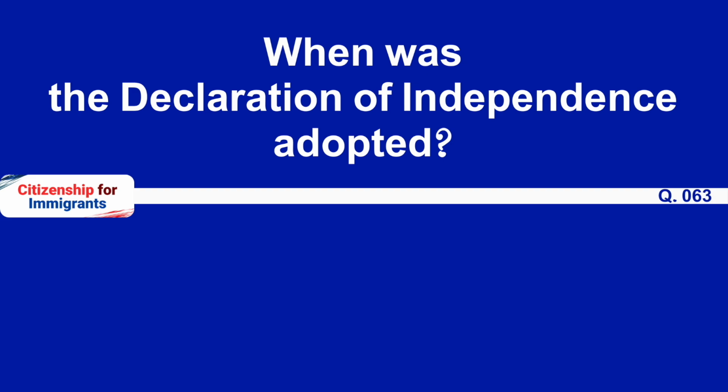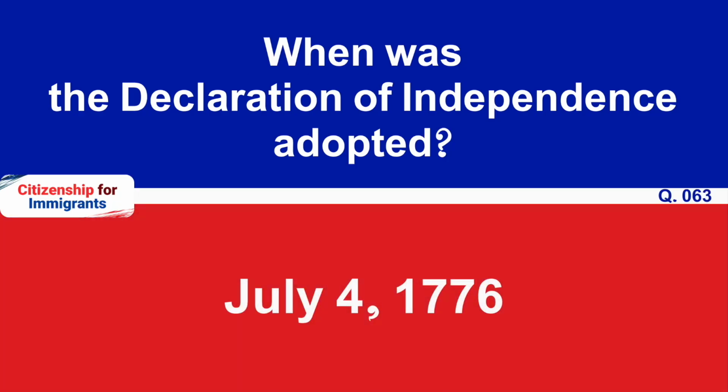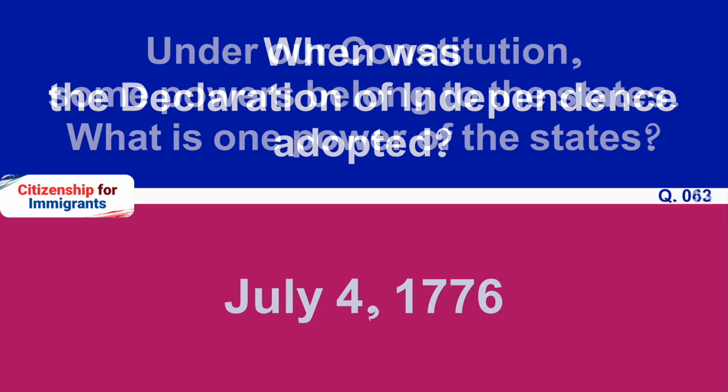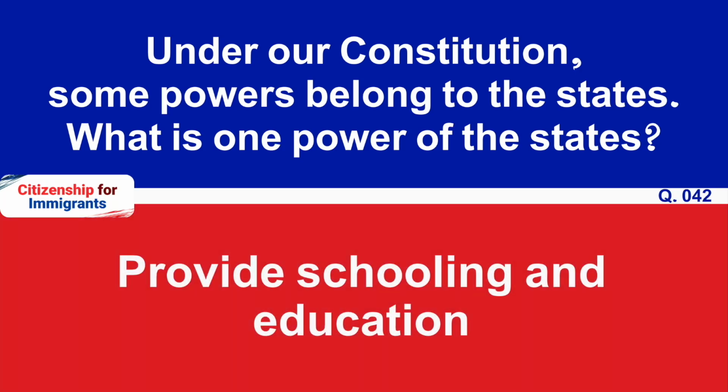When was the Declaration of Independence adopted? July 4th, 1776. Under our Constitution, some powers belong to the states. What is one power of the states? Provide schooling and education.